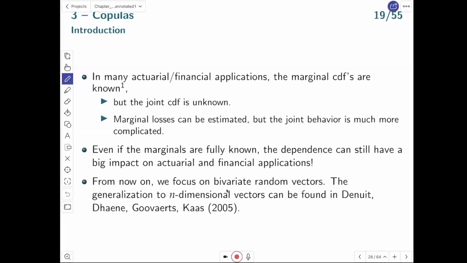So in the first part of chapter 3, we talked about inverse CDFs. Let's now move to the main topic of chapter 3, which is dependence modeling, which is done through the copulas. In many situations, we mainly focus on actual financial situations, but you can think of other situations. You are in a situation where you have multiple risks involved.